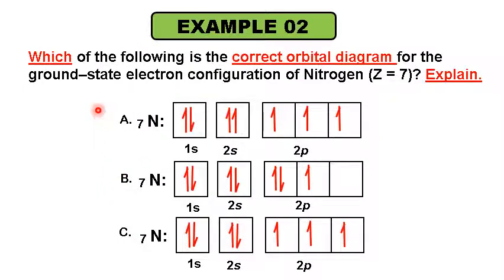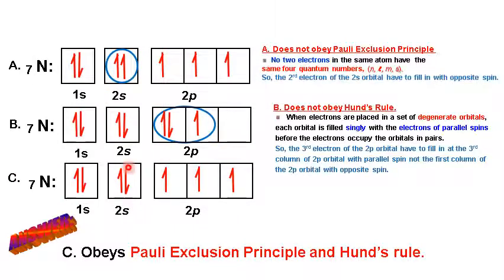Next, which of the following is the correct orbital diagram for the ground state electron configuration of nitrogen, which has proton number 7, meaning 7 electrons, and then explain. I assign this one as A, this one as B, this one as C. First we check.